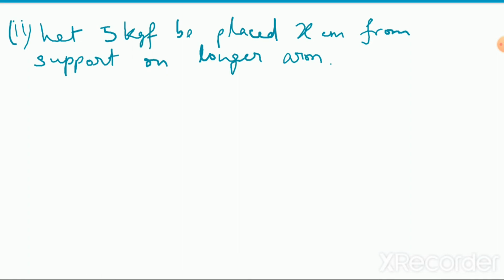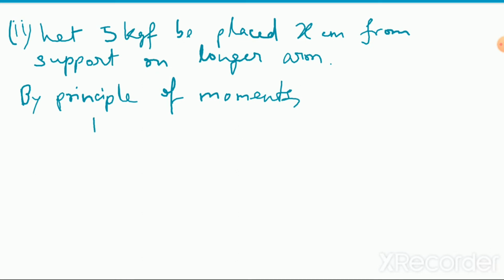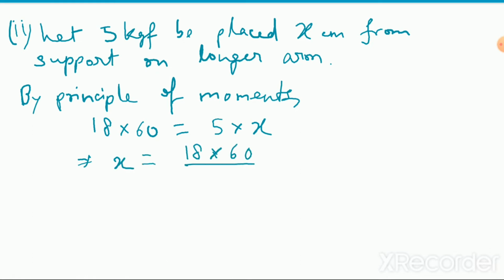So again, by principle of moments, we can say that 18 into 60 will be equal to 5 into x. From this you can say that the value of x will be equal to 18 into 60 by 5. Okay, so this is the solution.